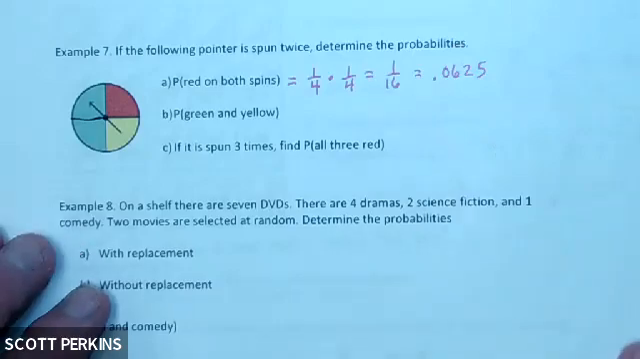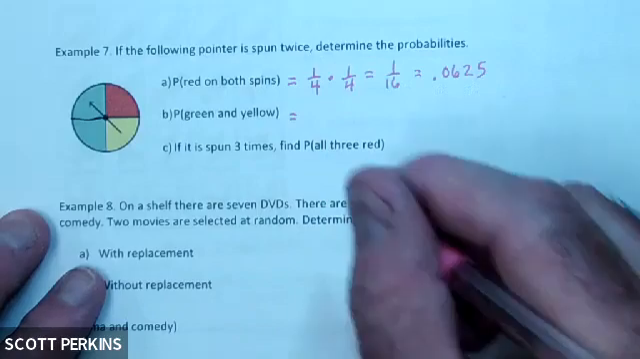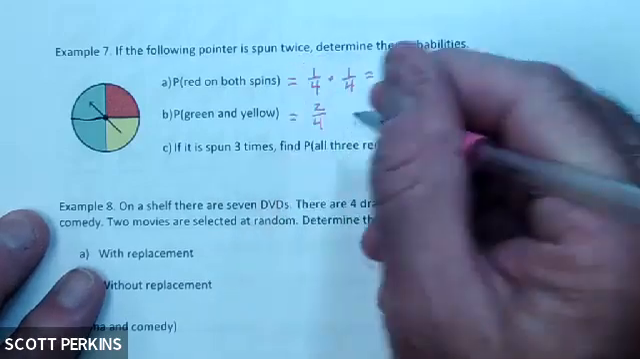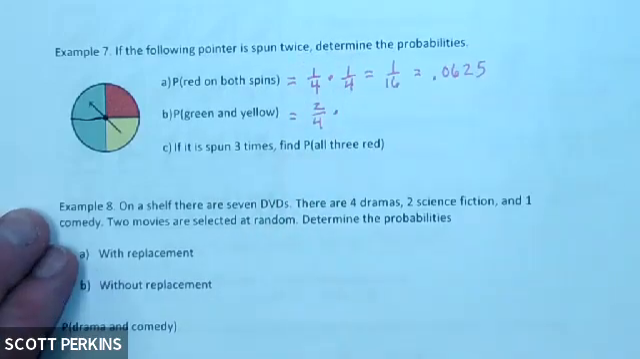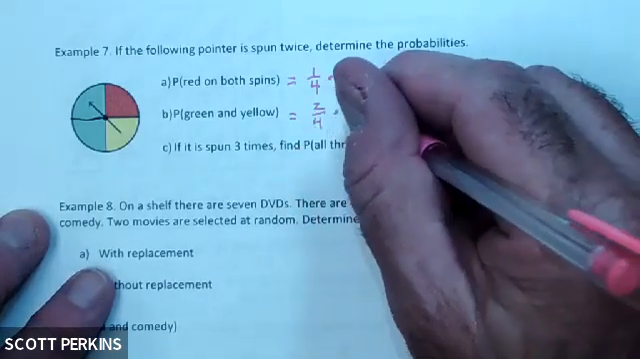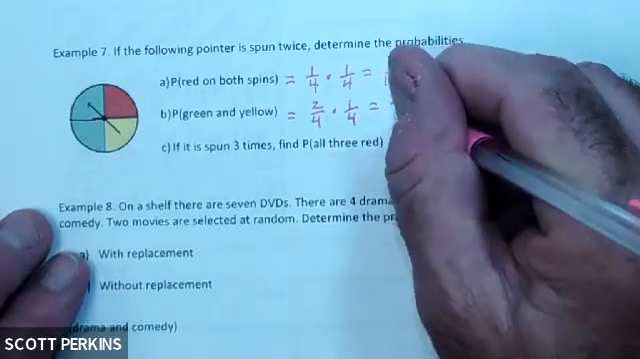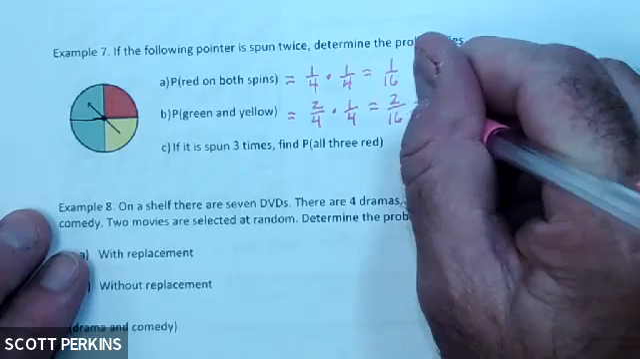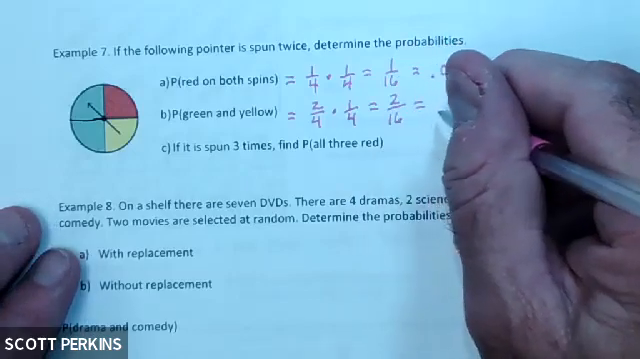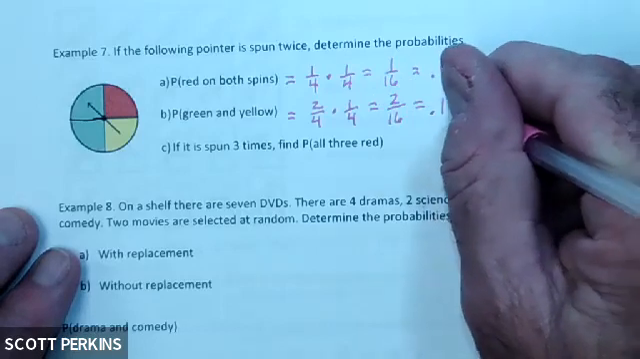We okay with that? Okay. Green and then yellow. So the probability it lands on green is 2 out of 4, or 0.5 if you're using decimals, because half the area of that spinner is green. And then the yellow is 1 part out of 4, or 0.25. So that is 2 out of 16. And 2 out of 16 is, let's see, that's 1 out of 8. That's 0.125, I believe.